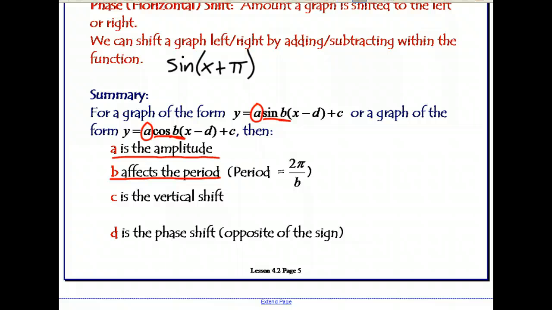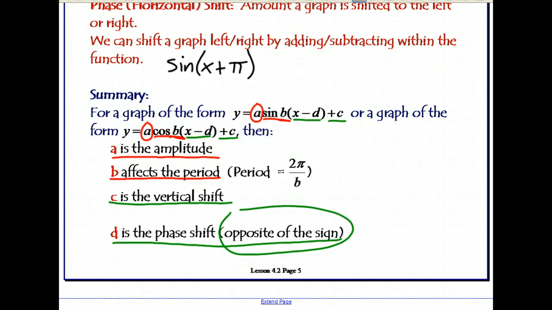Now, in this section, we talked about vertical shift, which is our C. Notice again, that is outside the function. That is outside the parentheses and outside the function in general. And then we talked about D, which is the phase shift. And that one is inside the parentheses, inside the function. And again, just a reminder, opposite of the sign. So minus is to the right and plus is to the left. So that is the first video of section 4.2.